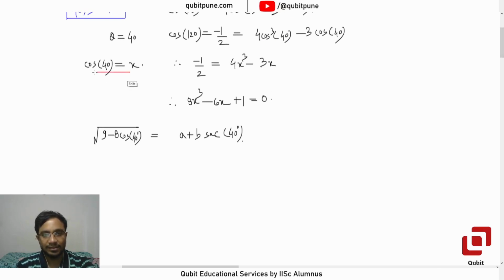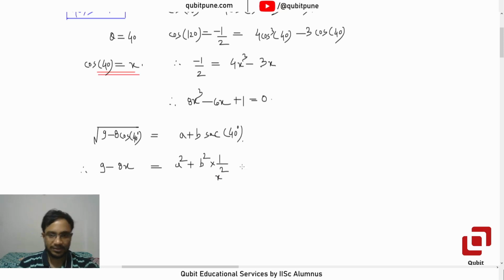And then simultaneously I am going to square both the sides. On squaring, that root will go, so that will be 9 minus 8x, and on this side it will be a squared plus b squared sec squared 40. Cos 40 is x, so sec 40 will be 1 upon x. So that is a squared plus b squared by x squared plus 2ab sec 40, so that will be 2ab by x. Squaring and writing cos 40 as x, we know that we should get the same equation after simplification.